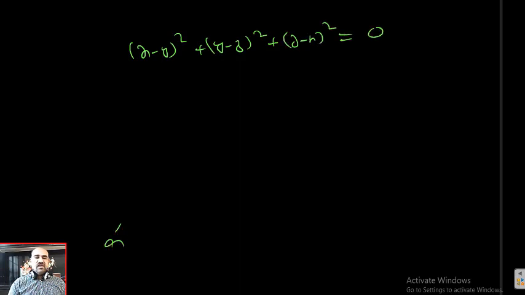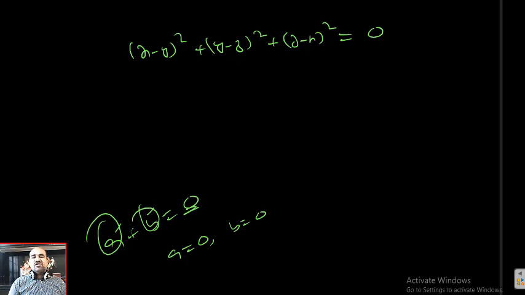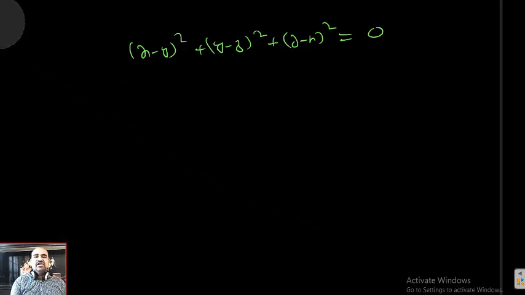Just like a square plus b square equal to 0 means a must be 0 and b must be 0 only, because non-negative plus non-negative never gives 0 unless both are equal to 0 only. Like that, a square plus b square plus c square also 0 means a equal to 0, b equal to 0, c equal to 0 only. Okay.